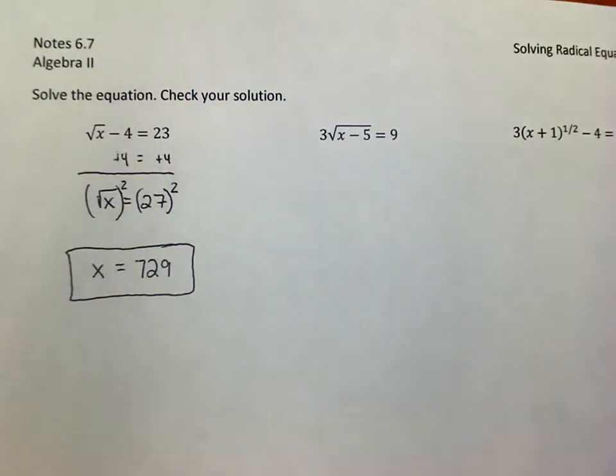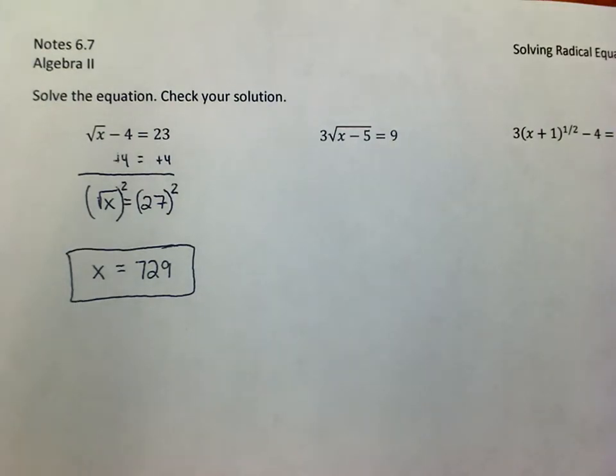So x had to be 729. I can easily check my solution, and this is a habit that we want to get into, because the second day that we work on these radical equations, we're going to find some problems that have numbers like 729. We're going to put them back into the original equation, and it's not going to work. It's something called an extraneous solution. That's a later video.